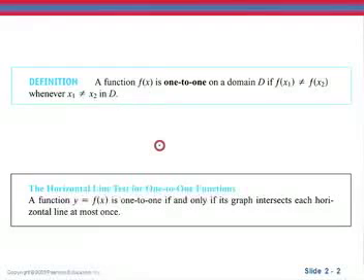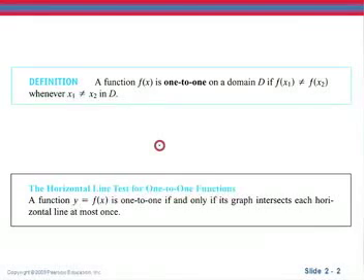The first thing you learned before you learned about inverse functions was about one-to-one functions. A function is one-to-one if f of x sub 1 does not equal f of x sub 2 whenever x sub 1 doesn't equal x sub 2 in its domain. What that means is that different x values will have different y values.